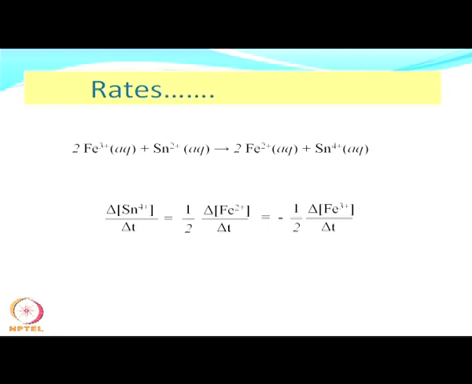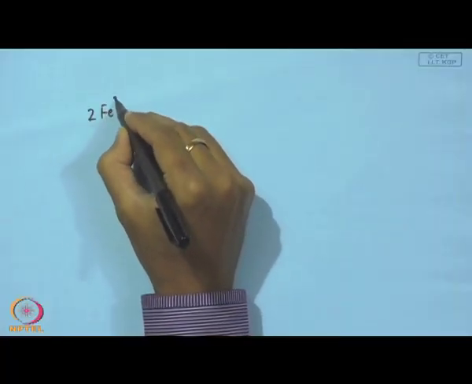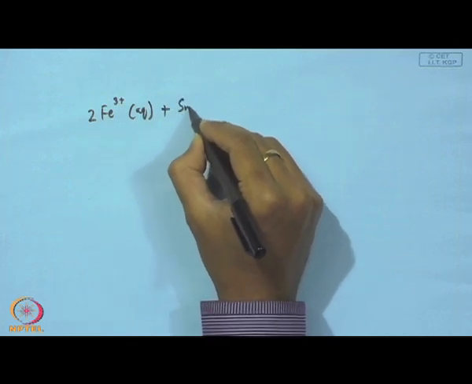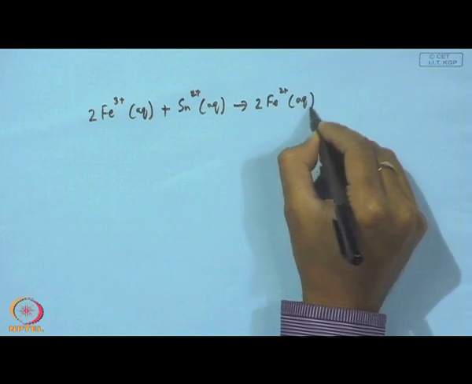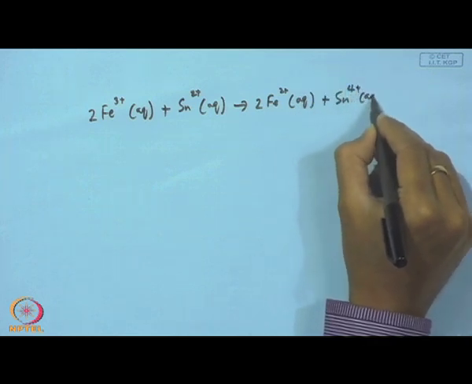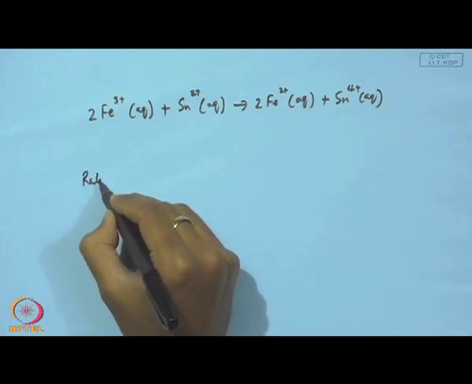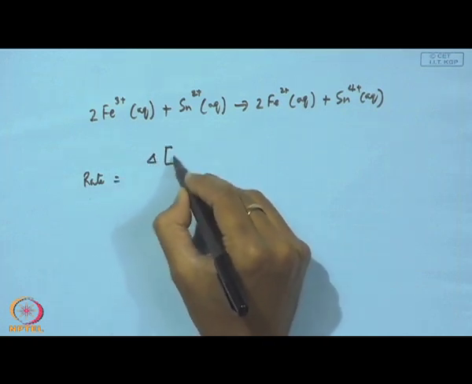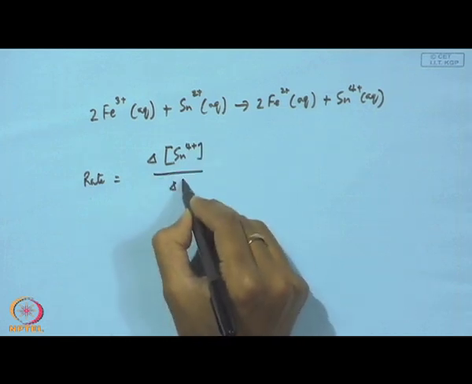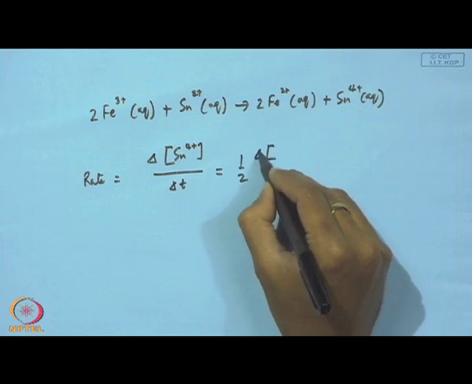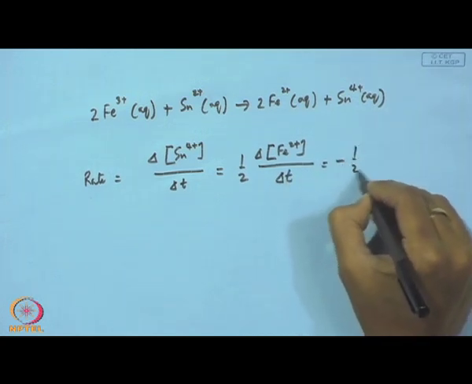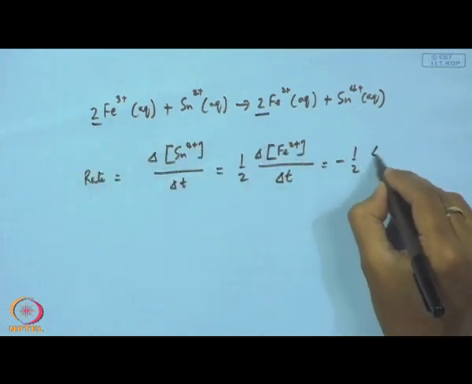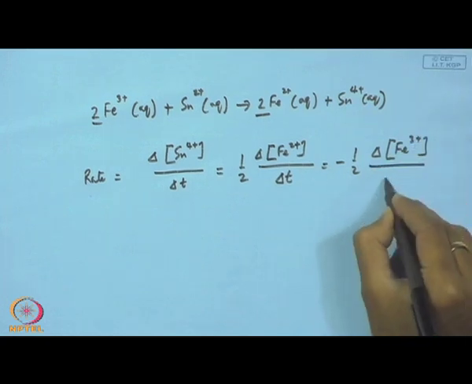Next is the stoichiometric equation. Let us have a concrete example: 2 Fe3+ (aq) + Sn2+ (aq) giving rise to 2 Fe2+ (aq) + Sn4+ (aq). Then the rate will be equal to delta of concentration of Sn4+ by delta t, which is equal to half delta of concentration of Fe2+ by delta t, which is equal to minus half, because of the stoichiometric coefficient 2, delta of Fe3+ divided by delta t.